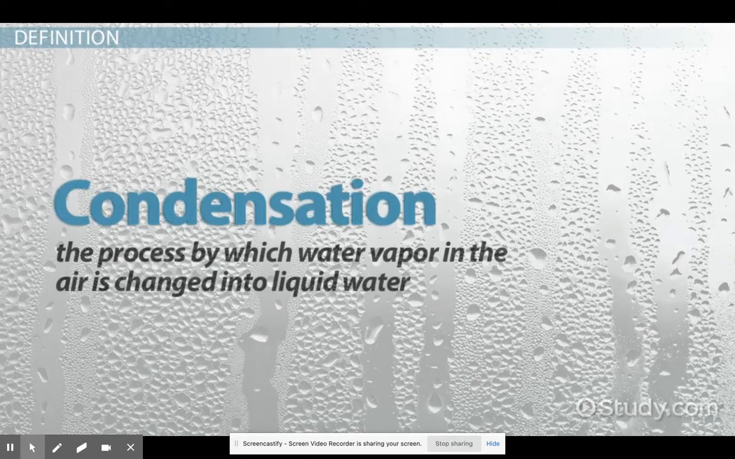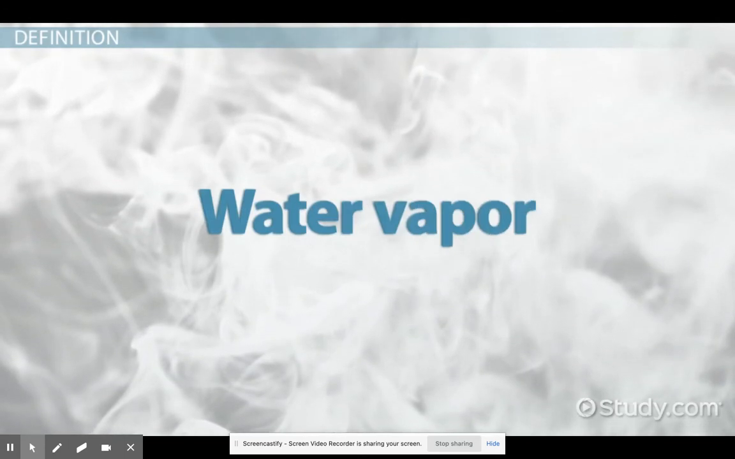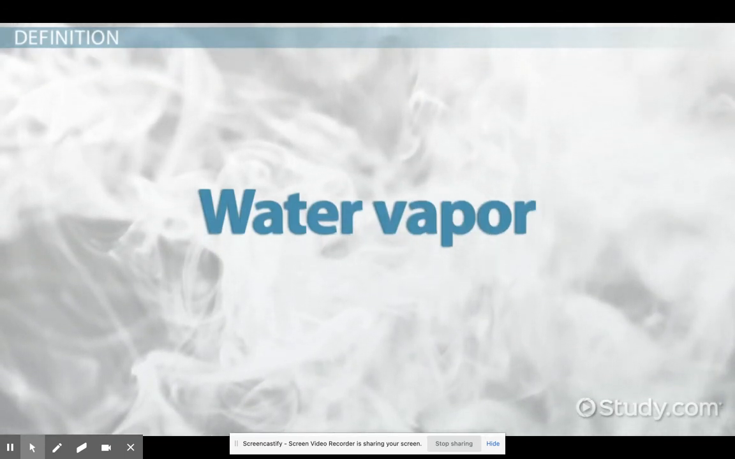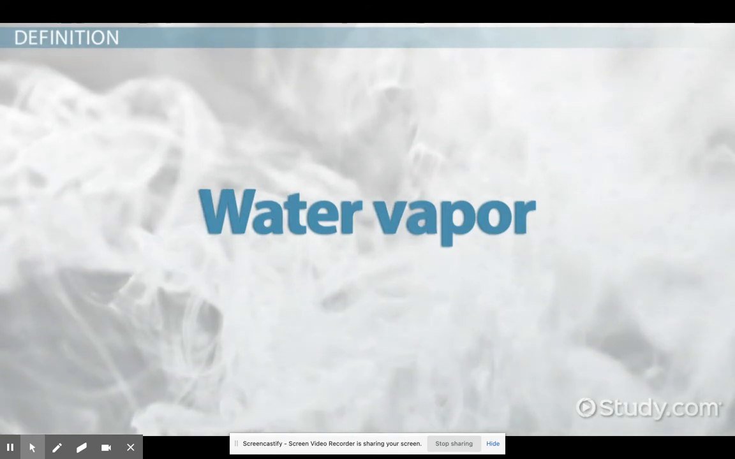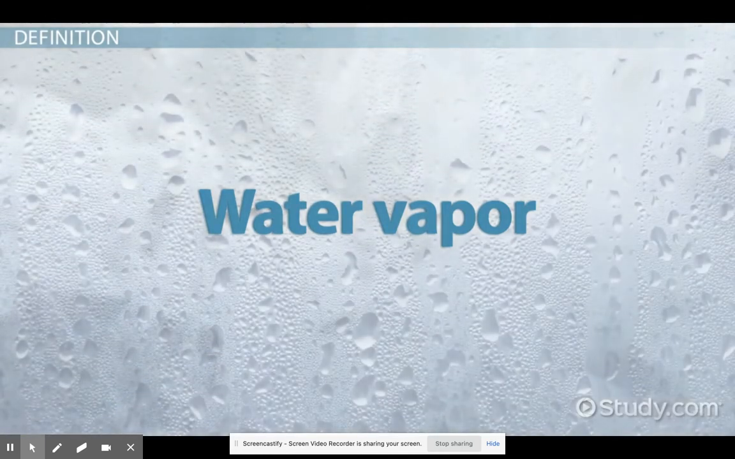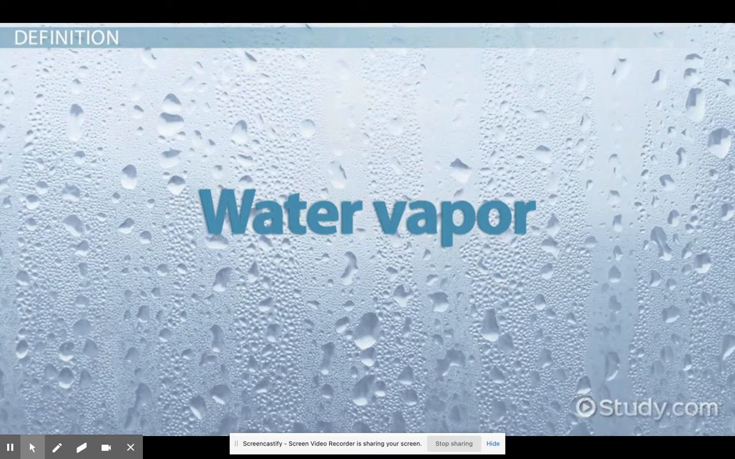Condensation is the process by which water vapor in the air is changed into liquid water. In other words, the water in the air, a gas known as water vapor, from your hot shower cooled when it met the surface of the cold mirror. This caused the water vapor to condense or turn into its liquid form. You notice it as moisture or beads of water and fog that has formed on the mirror.